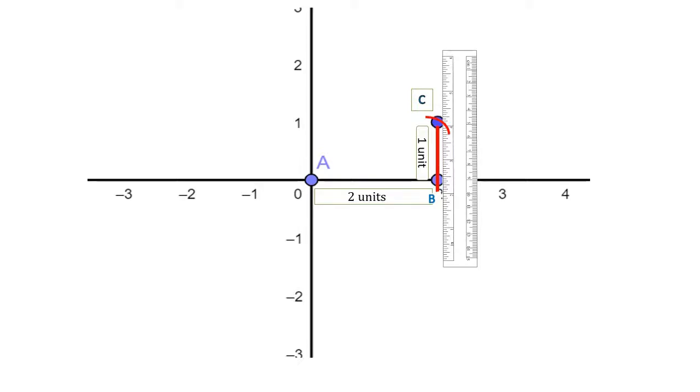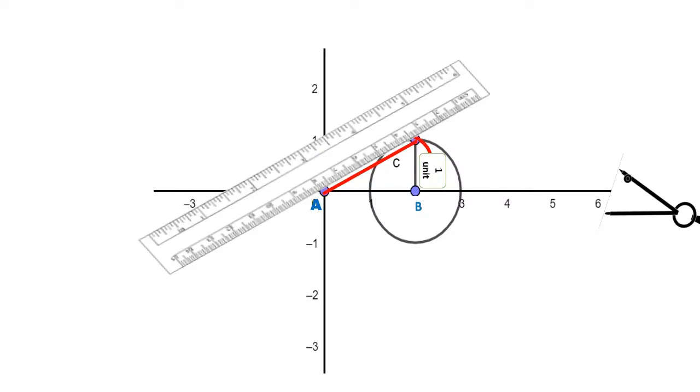Now, as I told you, AB is equal to 2 units and BC is equal to 1 unit. Just recollect how many centimeters AB were? AB was 2 centimeters. And how many centimeters did we take BC? BC was 1 centimeter. What is the angle between AB and BC? AB and BC are perpendicular to each other. Now remove the compass and join A to C using a scale.